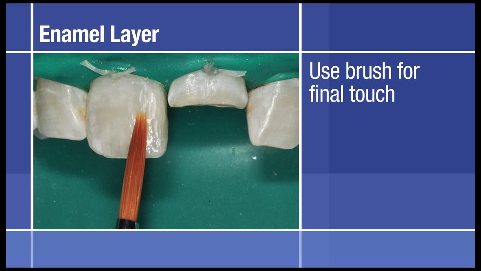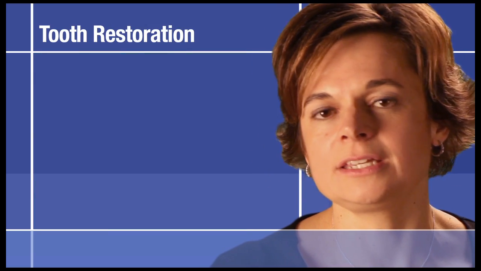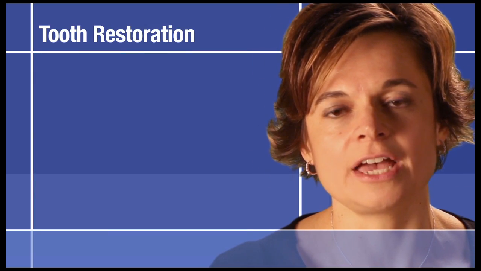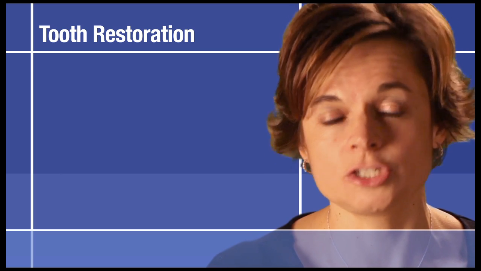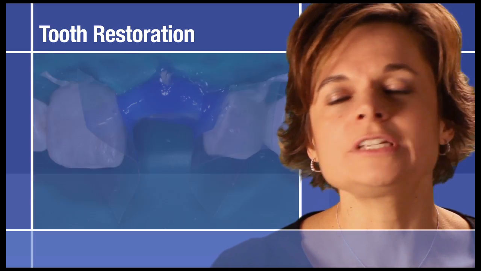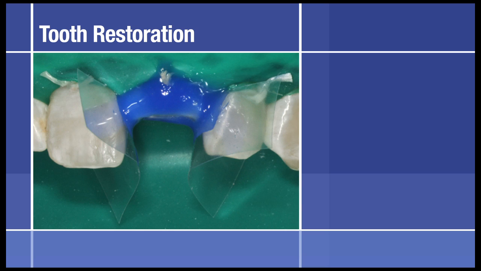A brush is always used as the final touch to that surface layer. Restoration of the second tooth will be carried out in a very similar way to what we did for tooth number 8. So the first steps are all the same: etching, bonding.